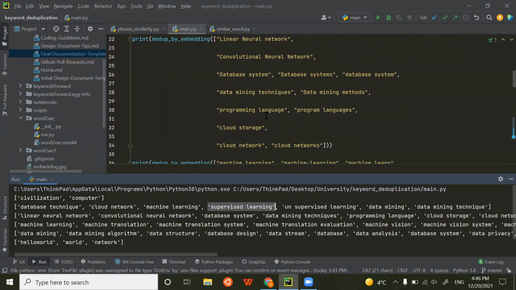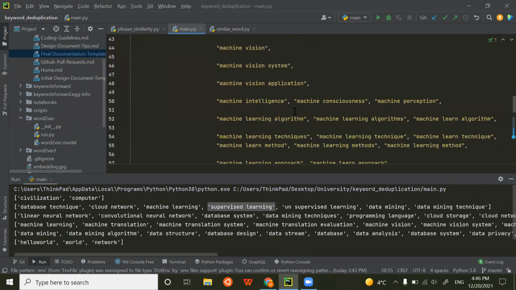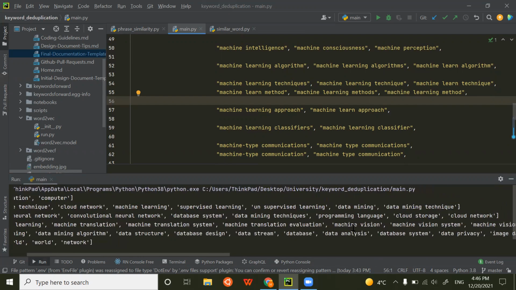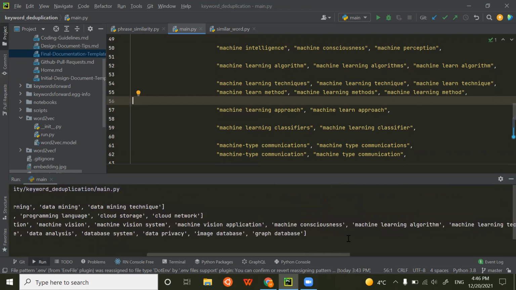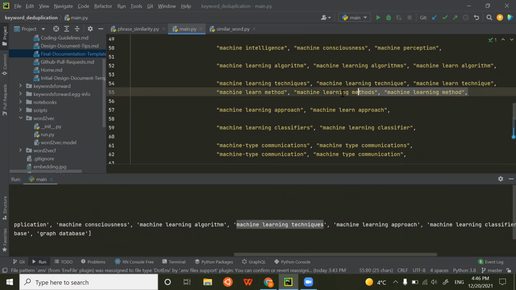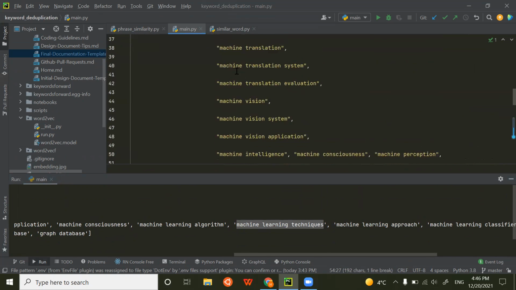Here I have many more test cases, like machine learning and machine learn. They are actually the same thing. If you are using a whole bunch of key phrases like technique and methods, they are actually the same thing. So here it categorizes them as the same thing and only outputs machine learning techniques. That's for this whole bunch of phrases, and then it skips to the next group of phrases. So I group these phrases line by line by their similarity.